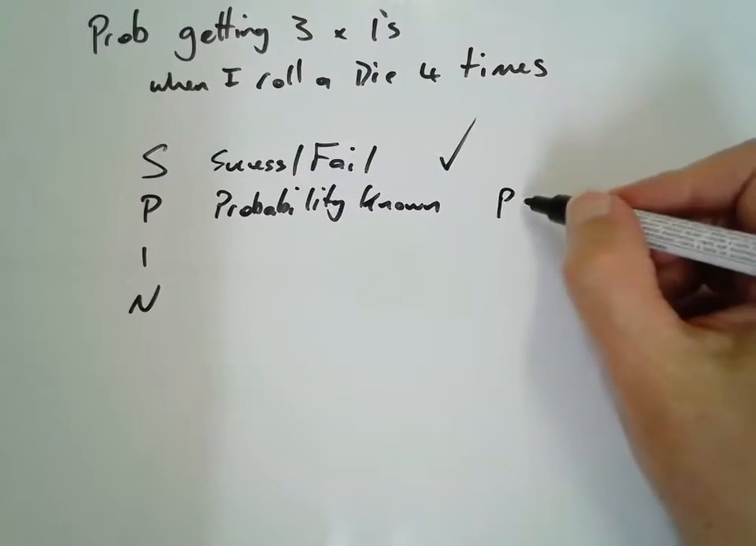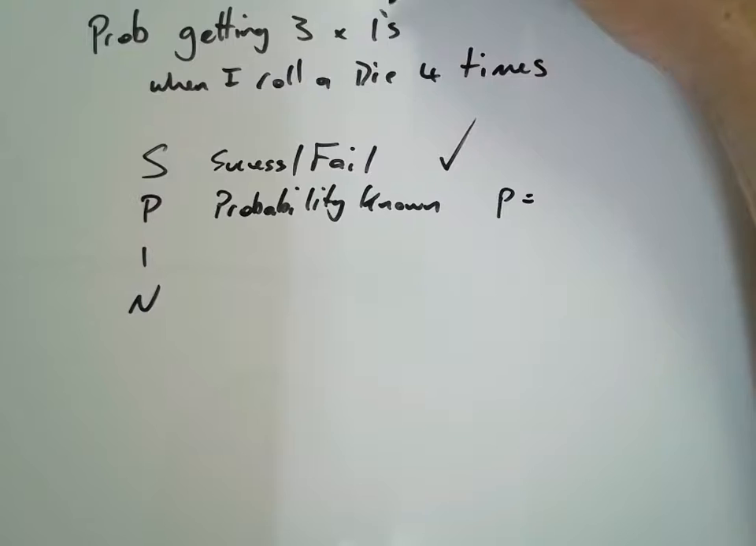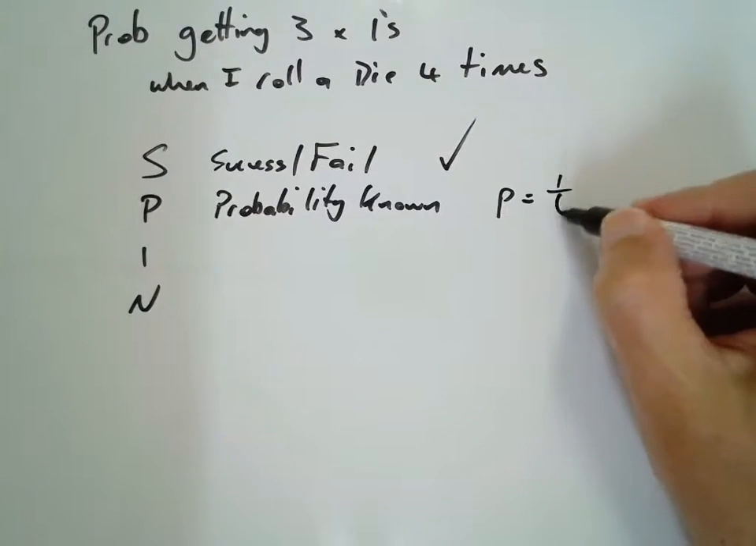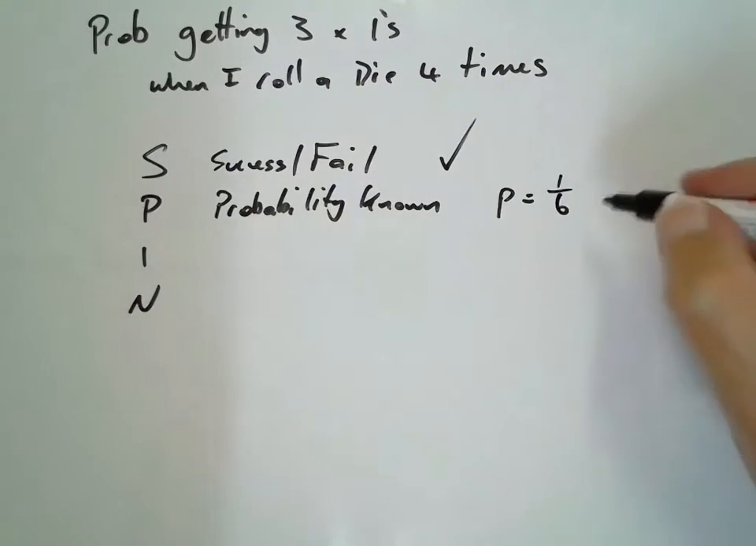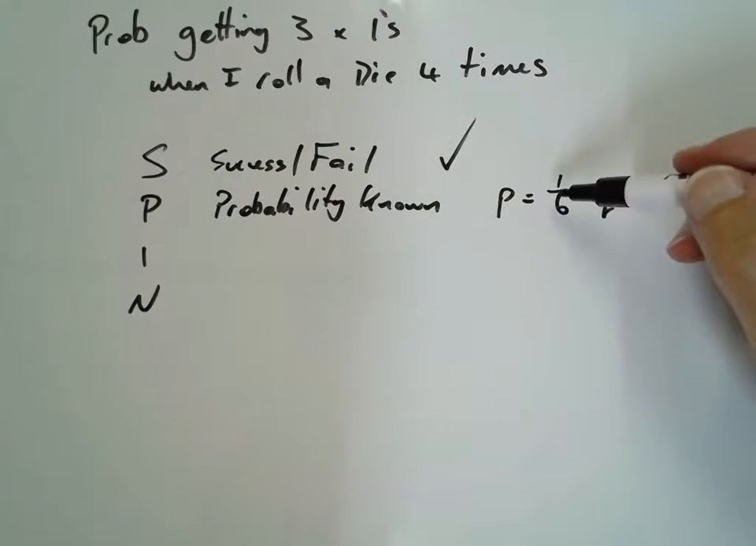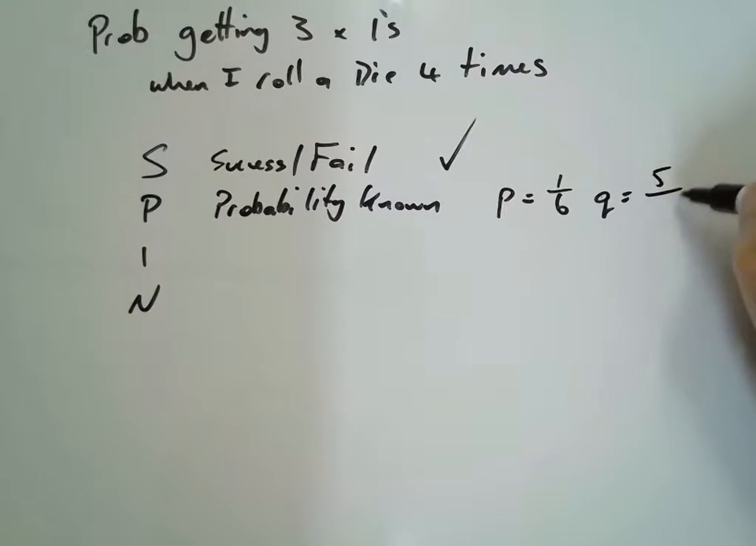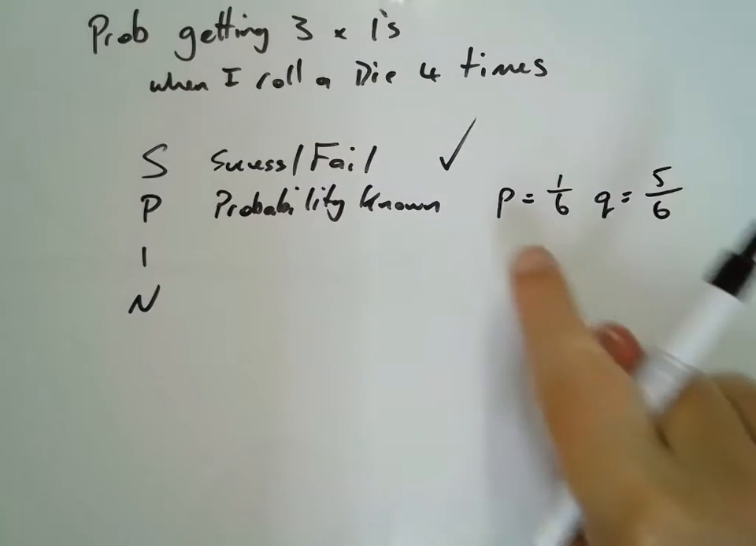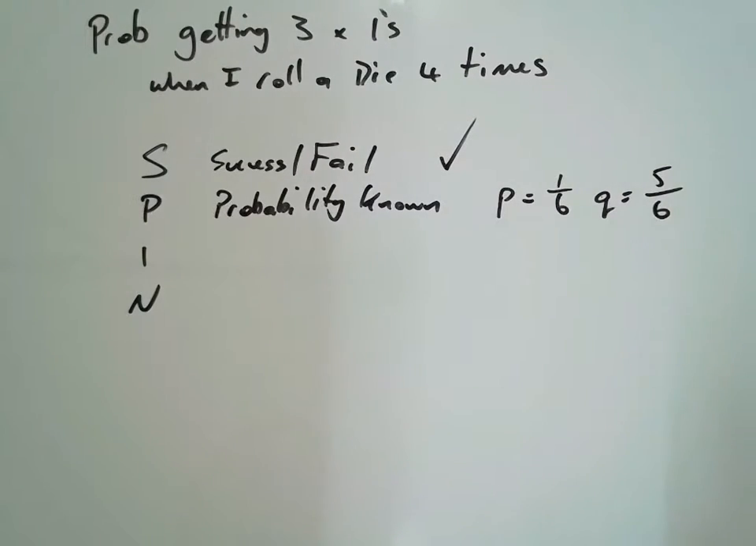Okay, so let's think about P. P is the probability of success. Success is rolling a 1, 1 out of 6. Failure is a Q. If I don't roll a 1, I roll anything other than a 1, so Q is 5 over 6. Remember, P plus Q must equal 1.